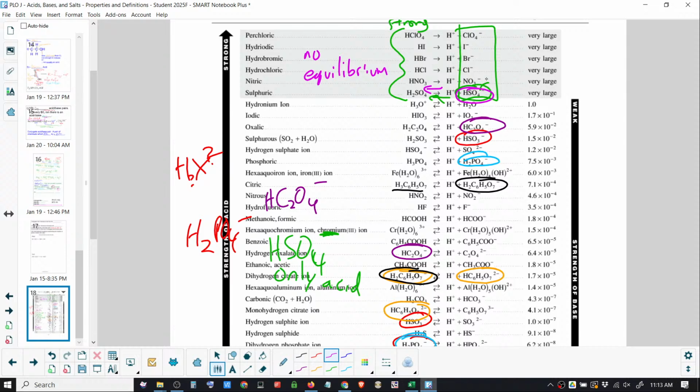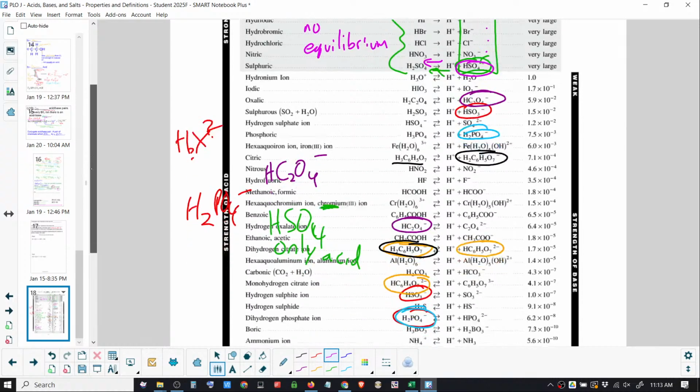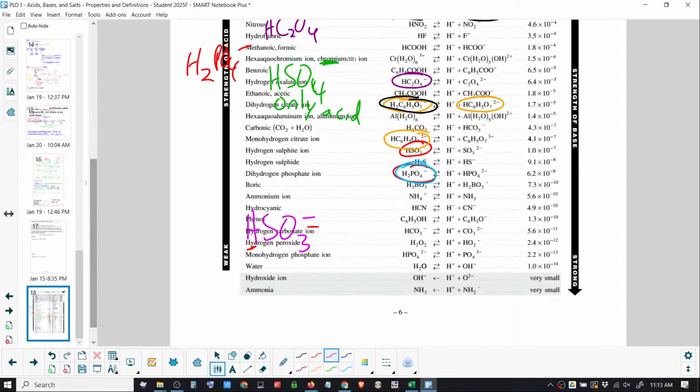It is also true that none of these can act as bases. So Cl minus cannot take a hydrogen and become HCl. The conjugate bases of strong acids are not bases. We call them conjugate bases just because they're their partner, but that's it. Is that the gray one at the very bottom? Yes, same thing. Just as we have the strong acids here, we have the strong bases here.